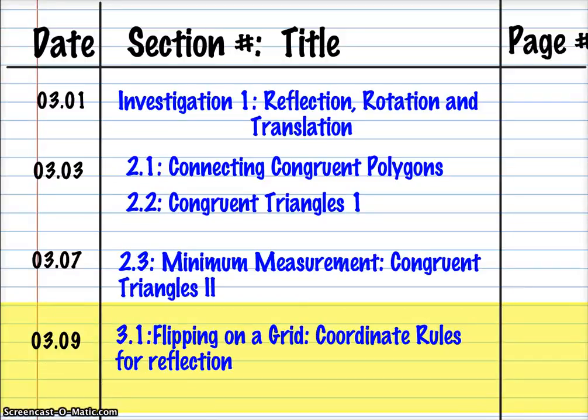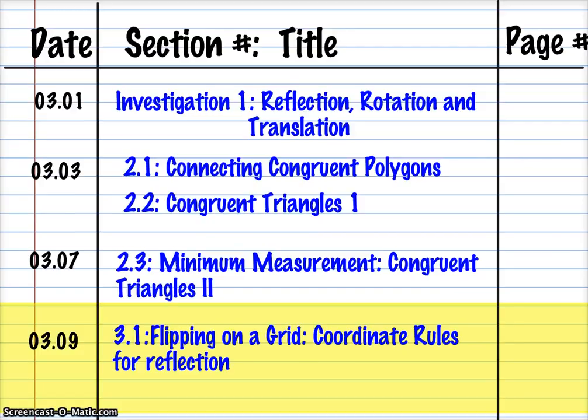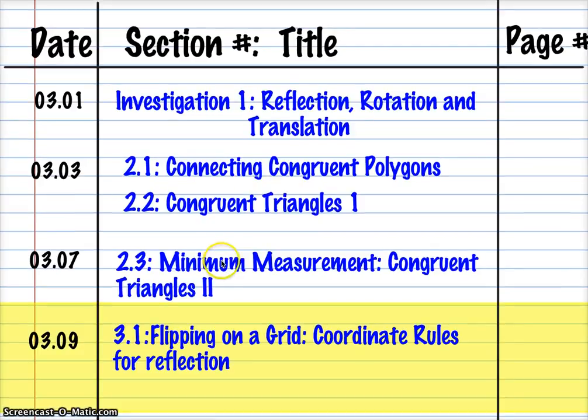Today we are doing 3.1 Flipping the Grid, coordinate rules for reflection. We know what reflection is, we know how to do it with a line of reflection, or with two items that are already reflected and we have to find the line of reflection. We can draw a reflective image given a line, etc. We have all those skills. Now we're actually going to put it on a coordinate grid and see what the rules are.